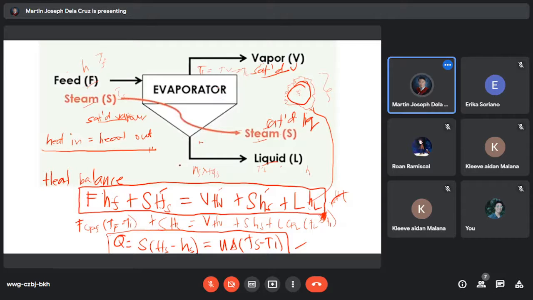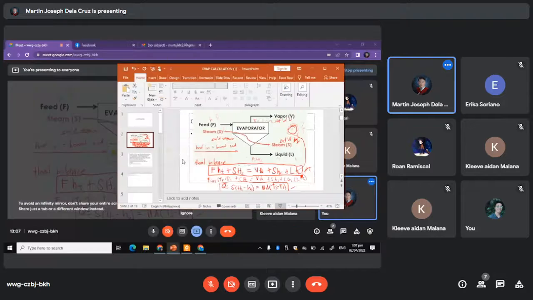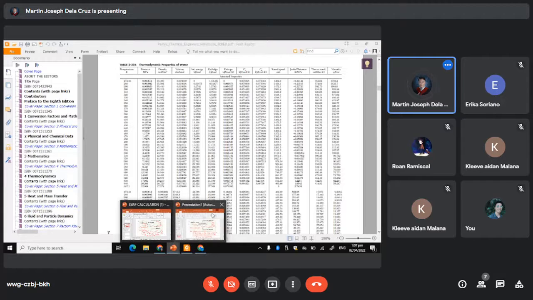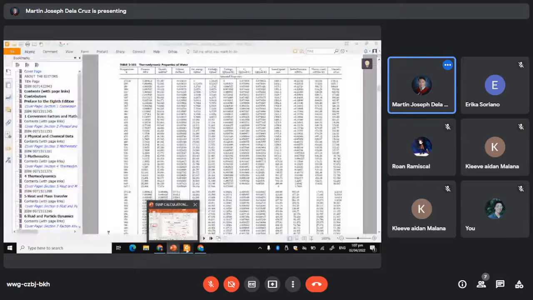And then ito yung saturated liquid. Tapos take note na may space diyan, and then yung baba naman is your saturated vapor. Okay? So, check.